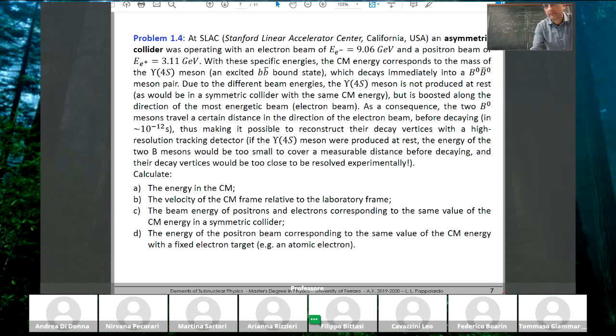Yes. Okay, great. Now let's go to the problem. There are four questions. The first one is the energy in the center of mass for this asymmetric collider, and the velocity of the center of mass relative to the laboratory frame. Then the beam energy of positrons and electrons corresponding to the same center of mass energy, but in a symmetric collider. And finally the energy of the positron beam corresponding to the same center of mass energy, but now with a fixed electron target, supposing an atomic electron. This is a very complete problem.